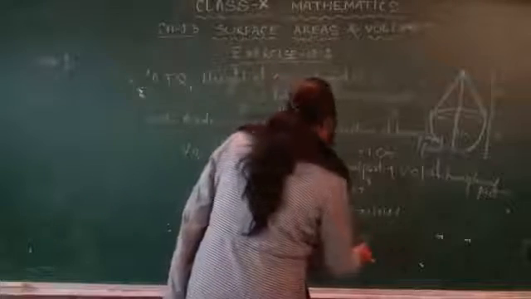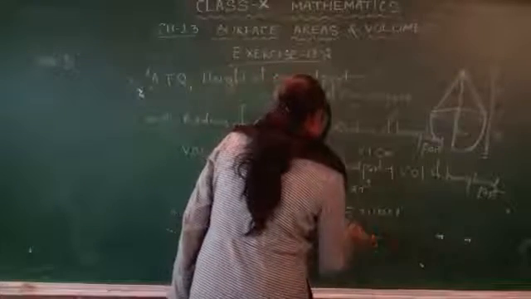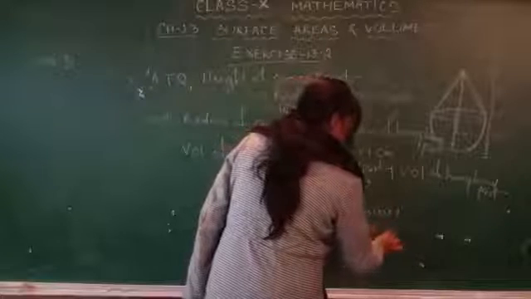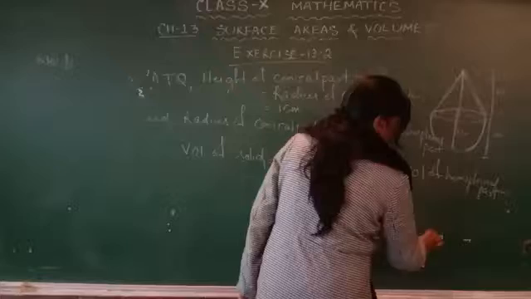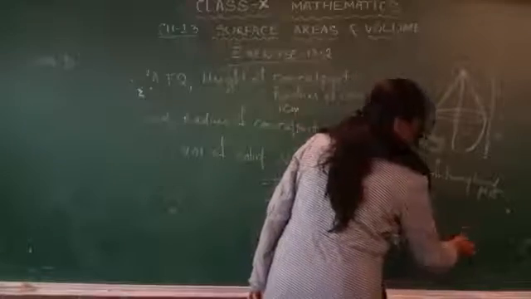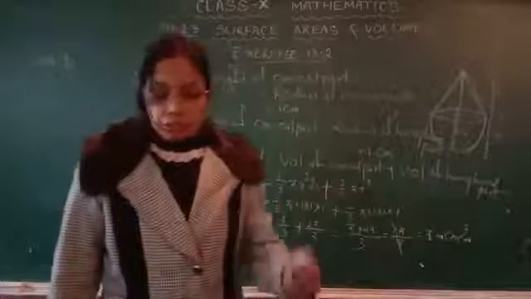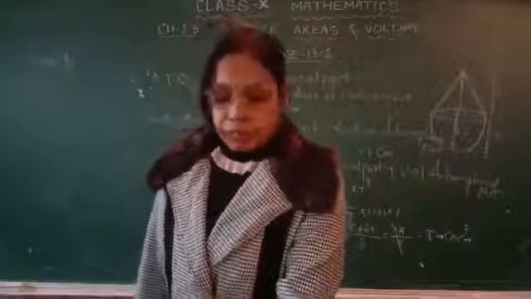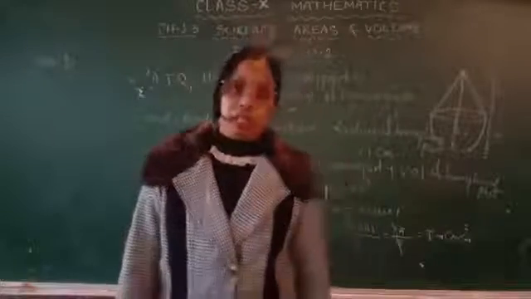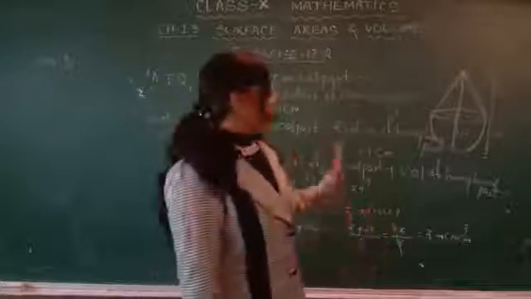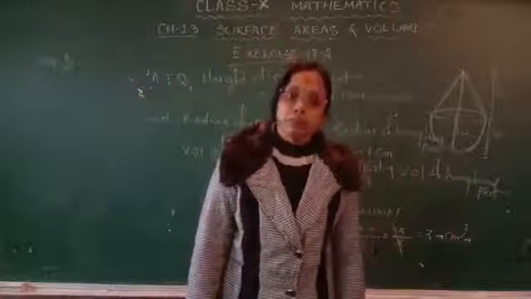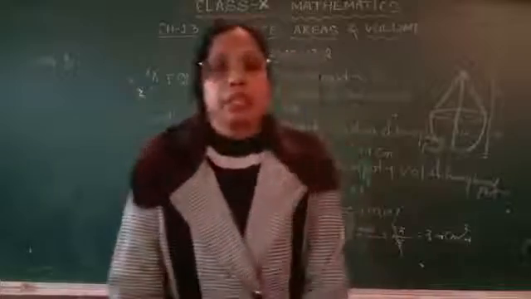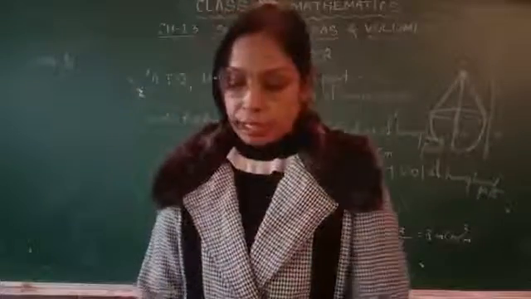So LCM is 3. So pi plus 2 pi, that is equal to 3 pi upon 3, 3 cancels, that is pi centimeter. So here the question said, find the volume of the solid in terms of pi. So here the volume of the solid is equal to pi centimeter. Okay, then come to the next question, question number 2.